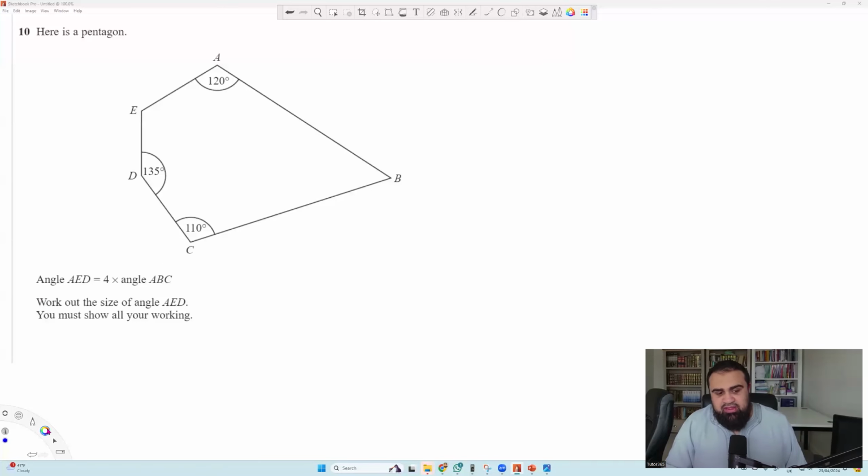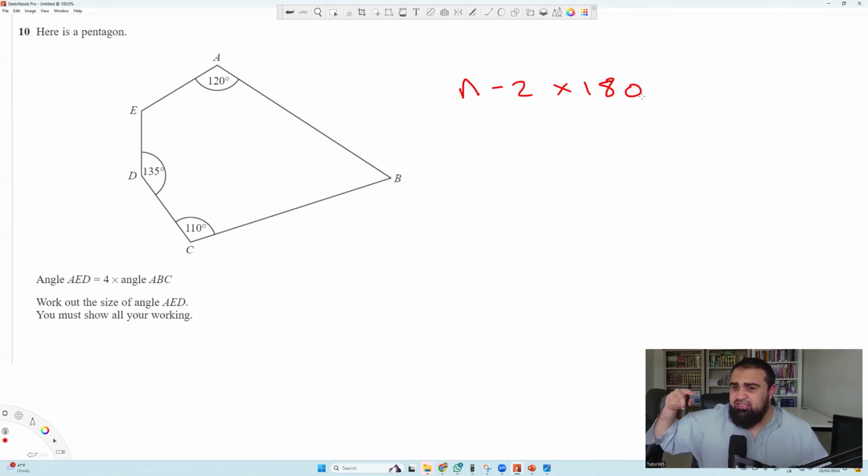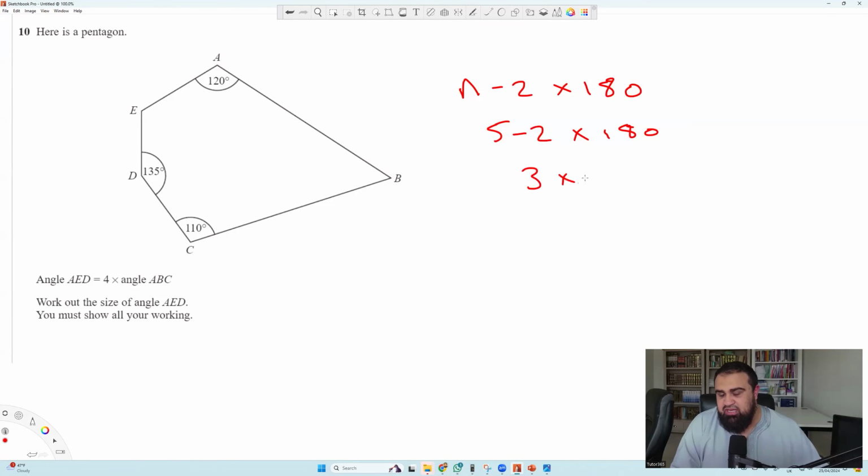Okay, everybody. So this is an irregular polygon. So you have to do that whole n-2 times 180 business, to find interior angles of an irregular polygon. So the number of sides, we've got a pentagon. So it's n-2 times 180 to find the sum of the interior angles. There are 5 sides, so it's 5 minus 2 times 180. And if you do this, you're going to get 3 times 180, which is 540 degrees. So we know that the sum of all the angles of this pentagon should equal 540.